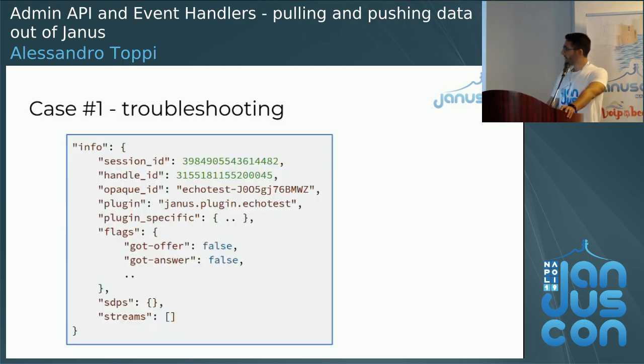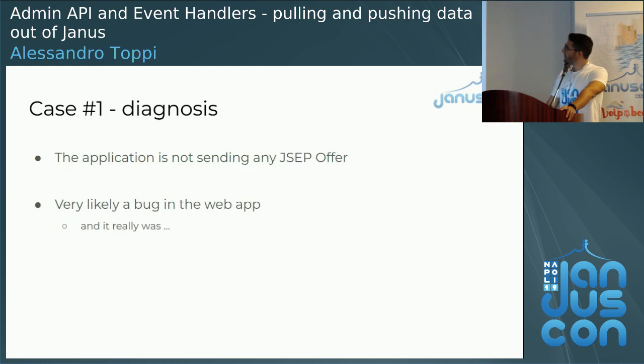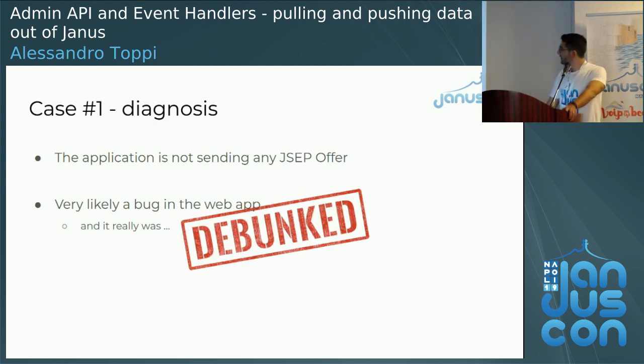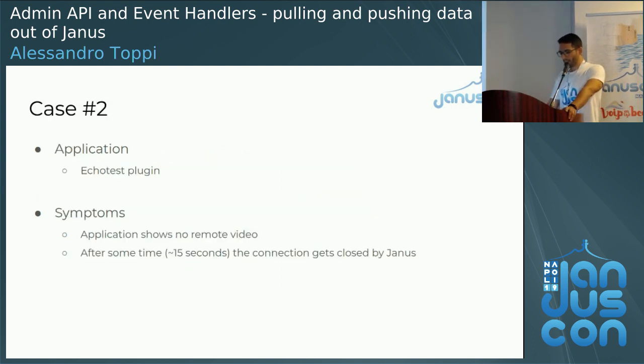Once Janus has the response for the handle info, in this case we may notice in the flags section that the flags got-offer and got-answer are false, and also the SDPs section is void. This means that basically Janus does not know anything about JSEP negotiation for this session. And we have a diagnosis for this case. The application is not sending any JSEP offer to Janus, and very likely this is a bug in the web app, and it really was, because I forgot to uncomment a line in the JavaScript. So this is solved. Case number 2, we're still dealing with the same application, the EchoTest plugin.